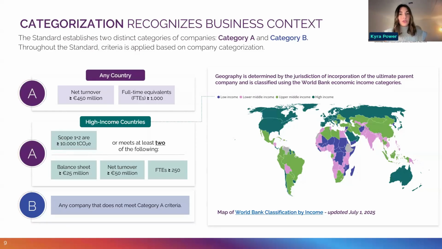The standard offers 2 categories for companies, Category A and Category B, based on the thresholds you can see here. Criteria throughout the standard is applied based on this categorization, with some criteria applying to all companies and other criteria only applying to Category A, while remaining optional for Category B. It's important to keep this in mind as we dive into some of the details of the standard.